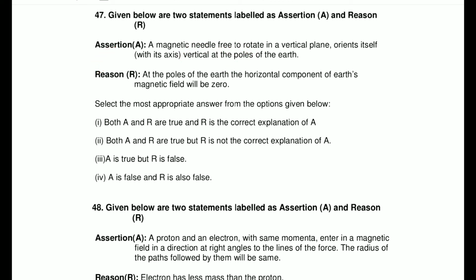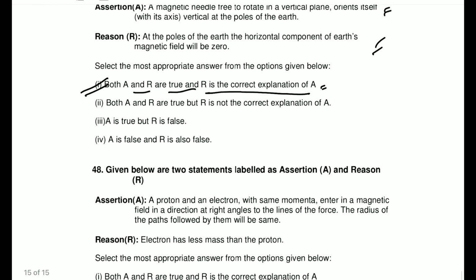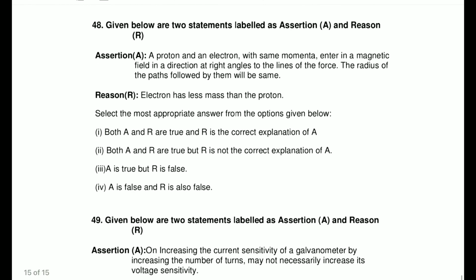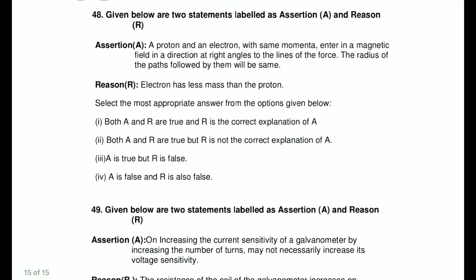So both statements are correct, and the reason is also correct. I hope you guys can understand, right? This is a conceptual question, a very straightforward question. So yeah, both A and R are true, and R is the correct explanation of A, right? Both the things are correct. All right, let's move to question number 48.